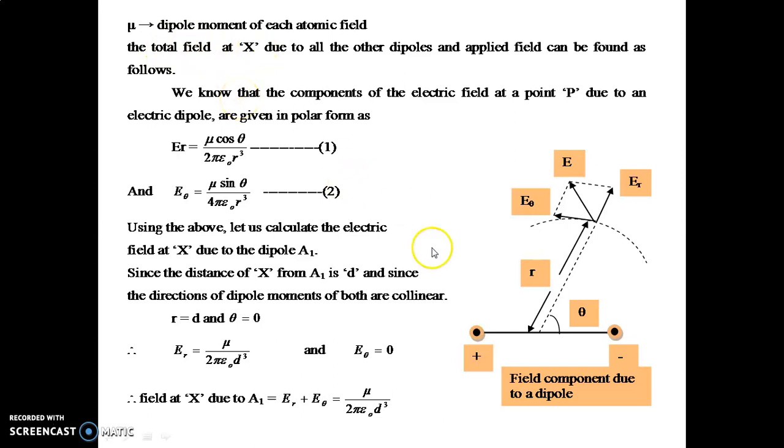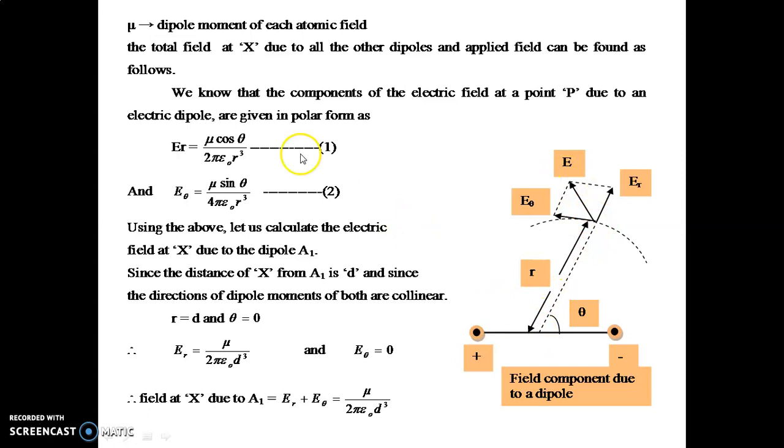First, choose a dipole consisting of positive and negative charges with some separation. Due to this electric dipole, what is the electric field at a point at a distance r? We are considering a point which is inclined at an angle theta. The distance is r. This electric field is actually E, and it is resolved into two components here, E theta and Er. These are the two components of the actual field at the given point due to one dipole.